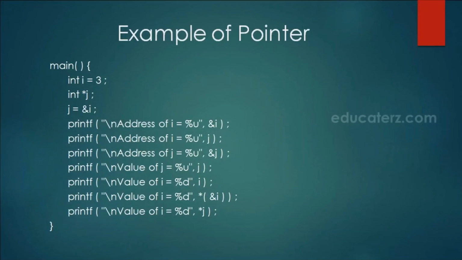Then again, if I give star of j directly, it also gives the value of i. In this example we can have star of ampersand i, but we cannot reverse the operators, because if we reverse them, then star of i is not possible, because i itself is holding a value. So value at an address we can retrieve, but value at a variable, value at a value, is not possible. We will check that practically.